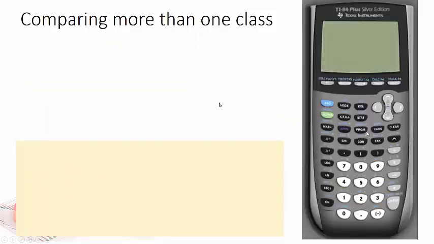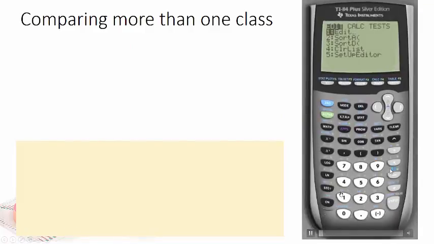If I'm trying to compare more than one class, basically all you're going to do is go into that stat edit and put your data in the list, and I've already entered it because you don't need to watch me do that. And then you're going to make sure that the plots are turned on for all of them. So I'm going to show you the plot for 2, and make sure it shows list 2. It's going to default to list 1. So I'm going to show you how to change that.